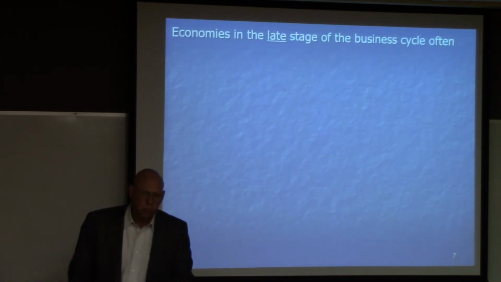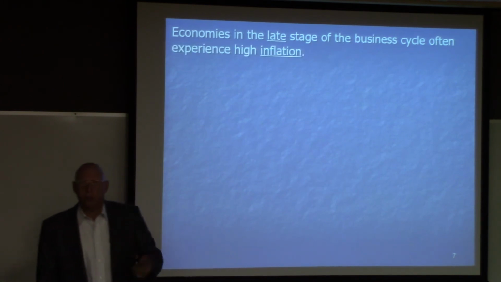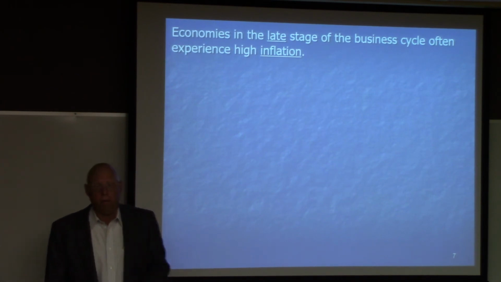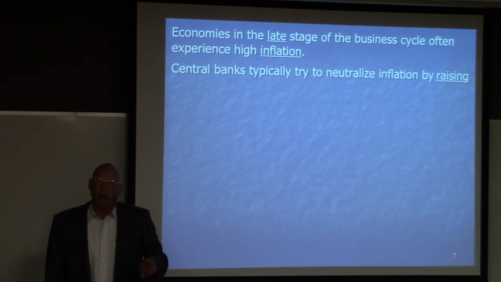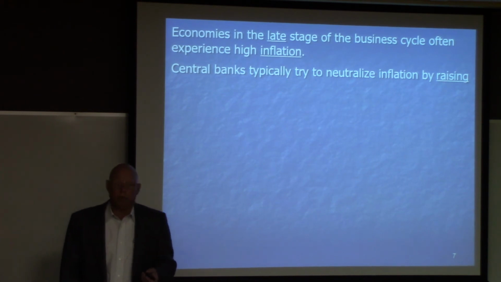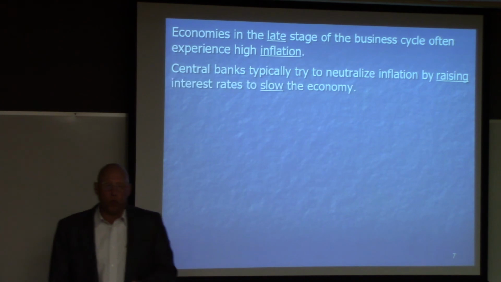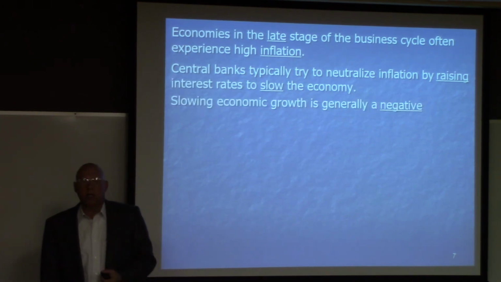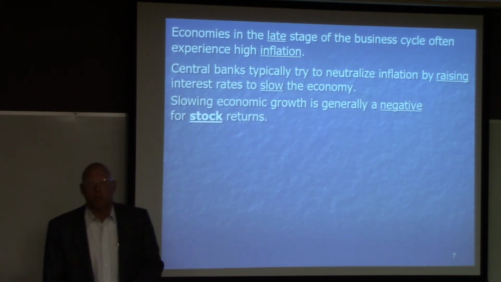Okay? Economies in the late stage of the business cycle often start experiencing higher inflation. What's happening with our inflation rate? It's been moving higher. It's not really high, it's still around 2.5%, but it's higher than it was a couple of years ago where it was less than 1%. Okay? Central banks typically try to neutralize inflation by raising interest rates to slow the economy. Slowing economic growth and rising interest rates are generally negatives for stock returns.